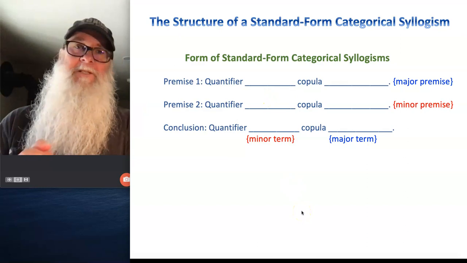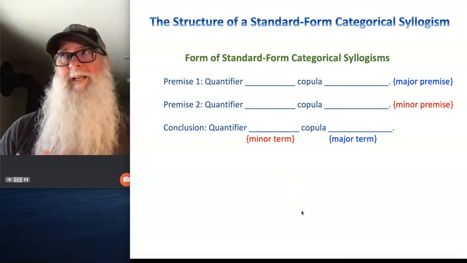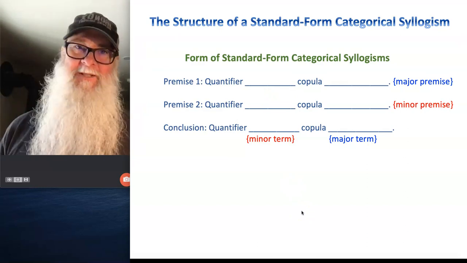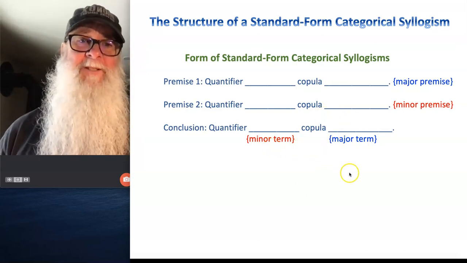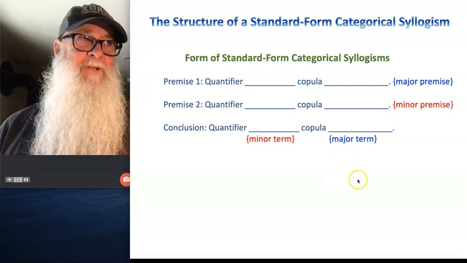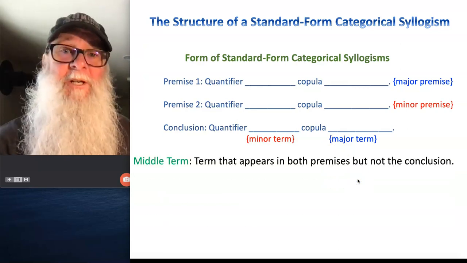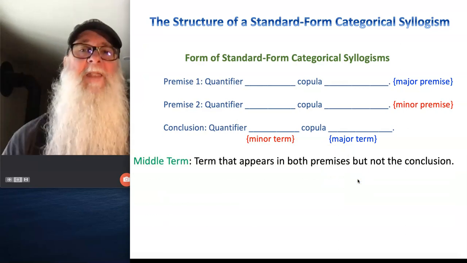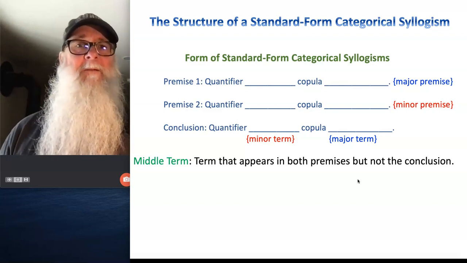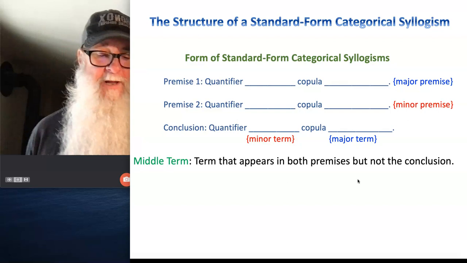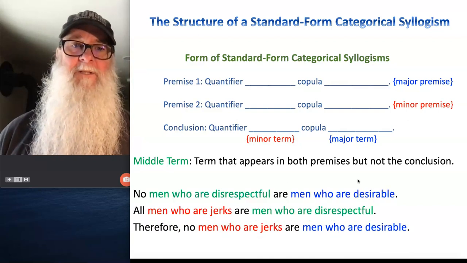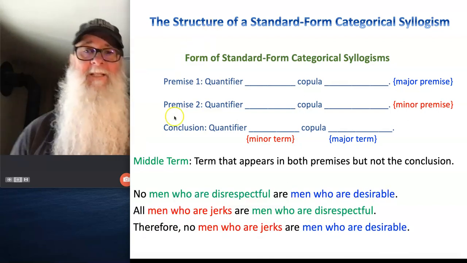Now, if you're as keen as I know you are, you're like, wait a minute, you said there's three terms that appear in these standard form categorical syllogisms, and so far you've only identified two, the minor and major term, and you're right. The third term is called the middle term, and that term is going to appear in both of the premise statements, but not the conclusion. Okay, so when we have a standard form categorical syllogism, it's going to look something like this.